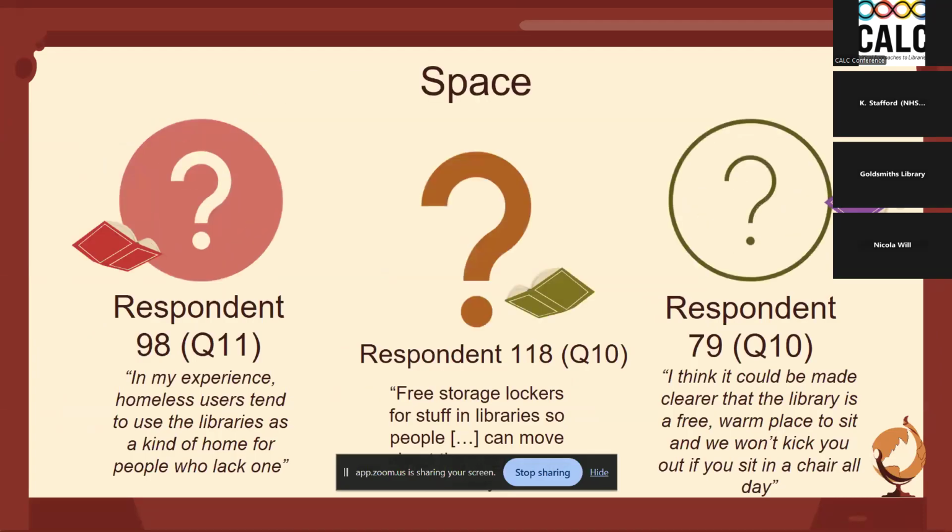Looking now at space, this is again a topic we haven't had much time to speak about today, but it came up a lot. Fundamentally, libraries operate as a space, right? A space to read and to learn and to be. And how homeless users make use of that space and how the space serves them or does not serve them is quite relevant. On the screen here, we can see some of the aspects raised by respondents. The first is very much echoing what I just said.